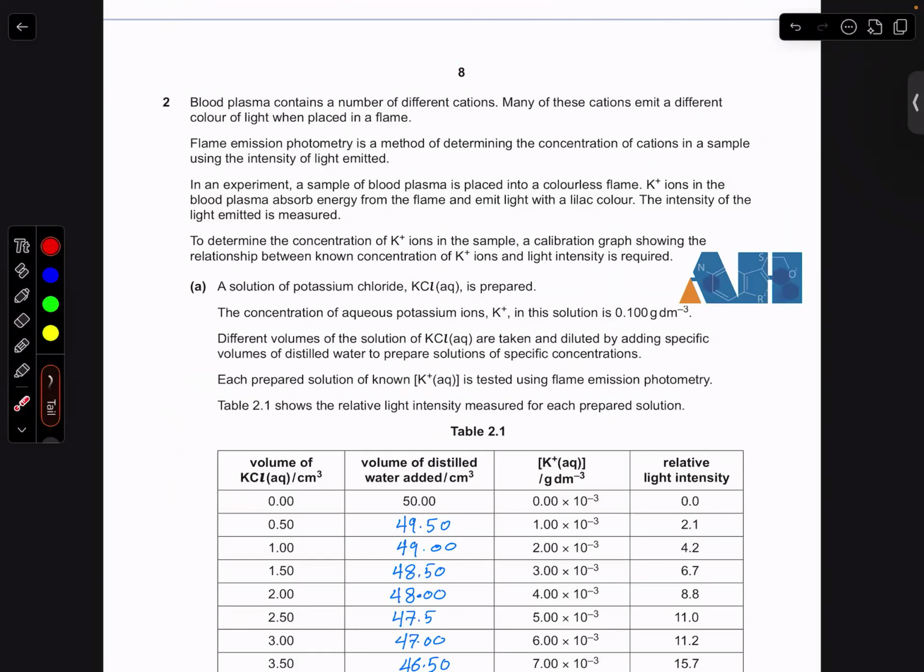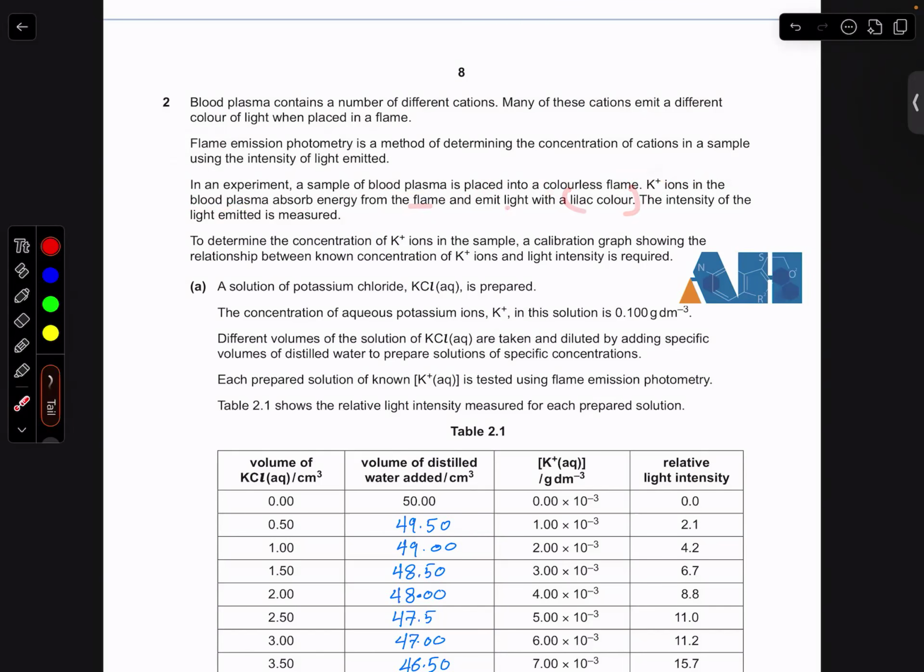Question number 2, plasma. Blood plasma contains a number of different cations. Many of these cations emit a different color of light when placed in a flame. The flame emission photometry is a method of determining the concentration of cations in a sample using the intensity of light emitted. So we can find the concentration using the intensity of light. In an experiment, a sample of blood plasma is placed into a colorless flame. K plus ions in the blood plasma absorb energy from the flame and emit light, which is lilac color.